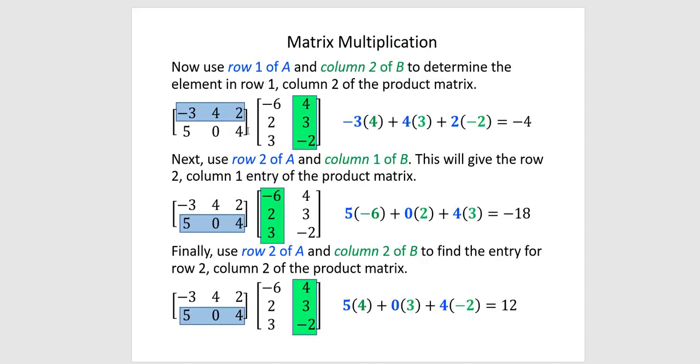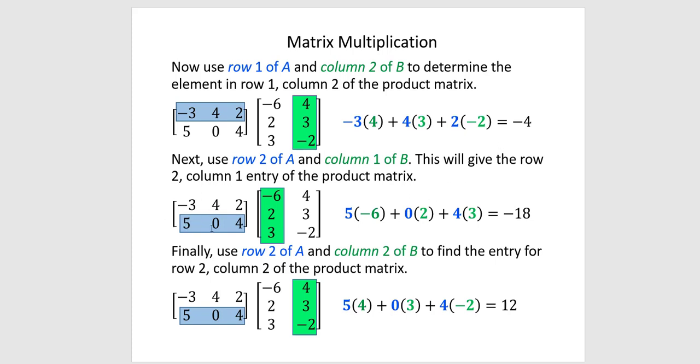Now, using row 1 in the A matrix and column 2 of the B matrix, we get -3 times 4 plus 4 times 3 plus 2 times -2. This gives an answer of -4, which will be our row 1, column 2 element in our product matrix.